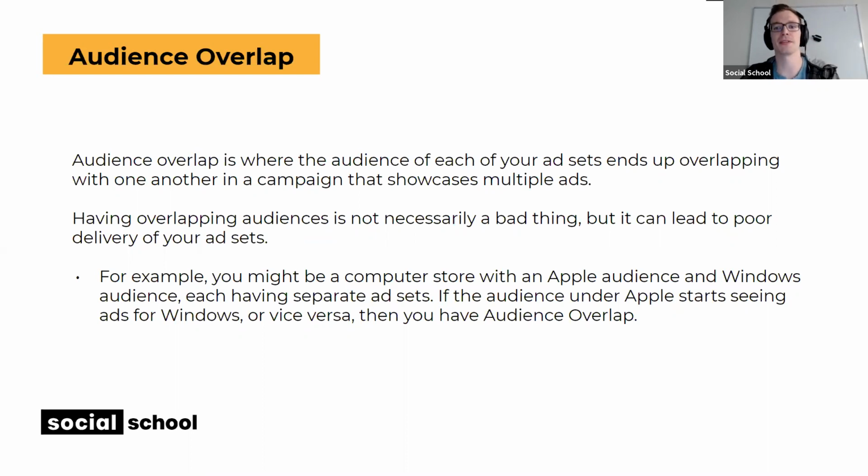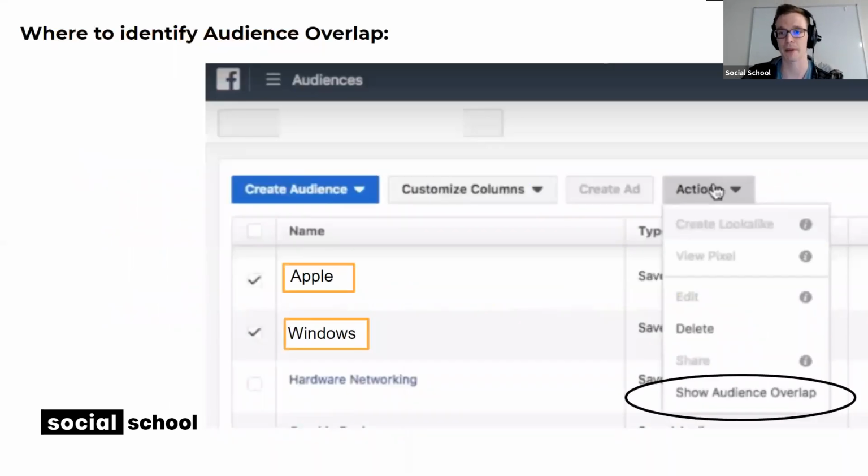So a good example of this is if we're talking about a computer store with an Apple audience and a Windows audience, we want to have separate ad sets. As we know, some people that have Apple phones, for instance, will also have Apple computers. But then the same thing could happen, people with Apple phones could have Windows computers. So there is an overlap that can happen.